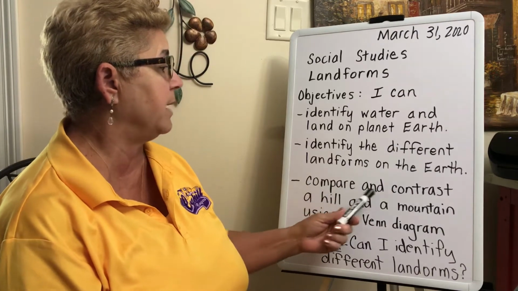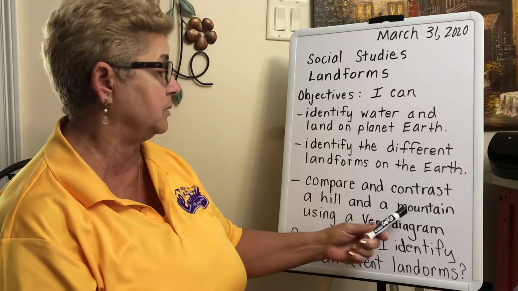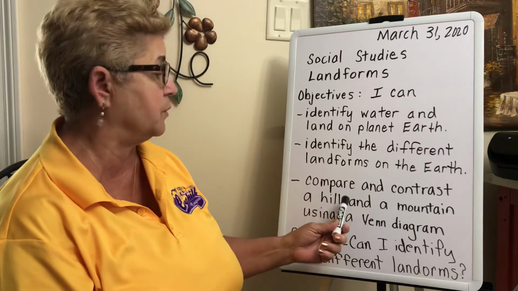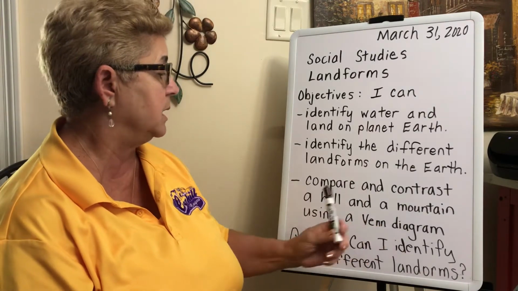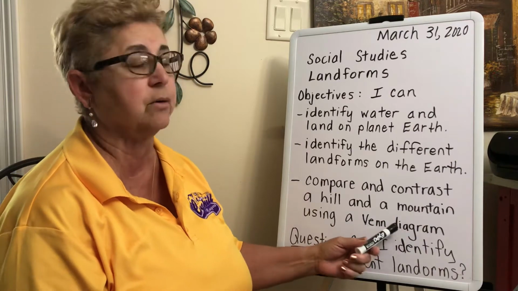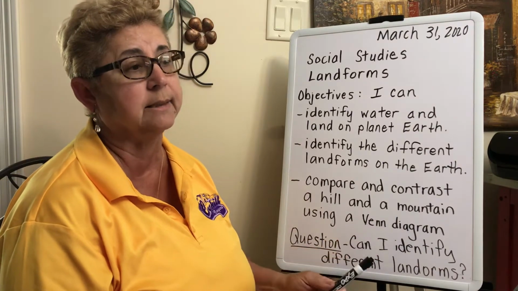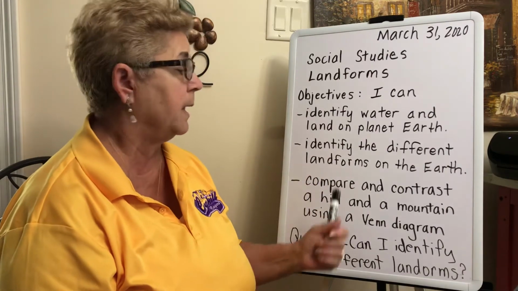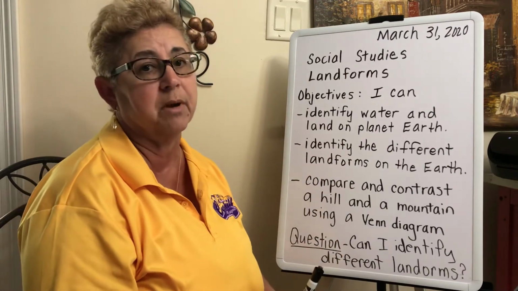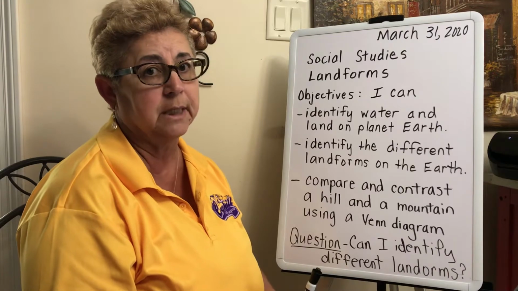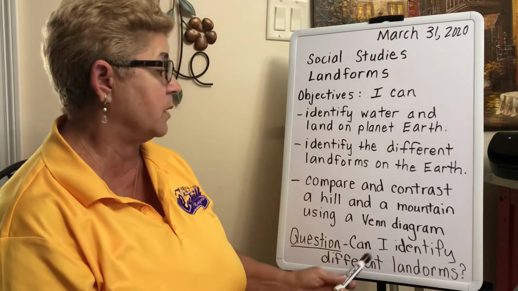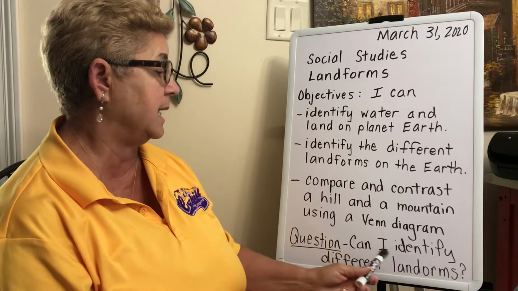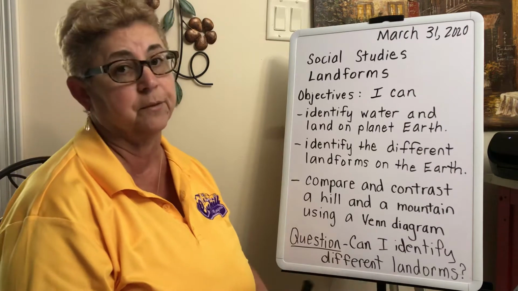And we're going to compare and contrast a hill and a mountain. Those are two different kinds of landforms. And we're going to use the Venn diagram, which we use a lot in class, where we draw two circles that overlap. And we look at what's the same about them and what's different. And the question that we're asking today is, can I identify different landforms?